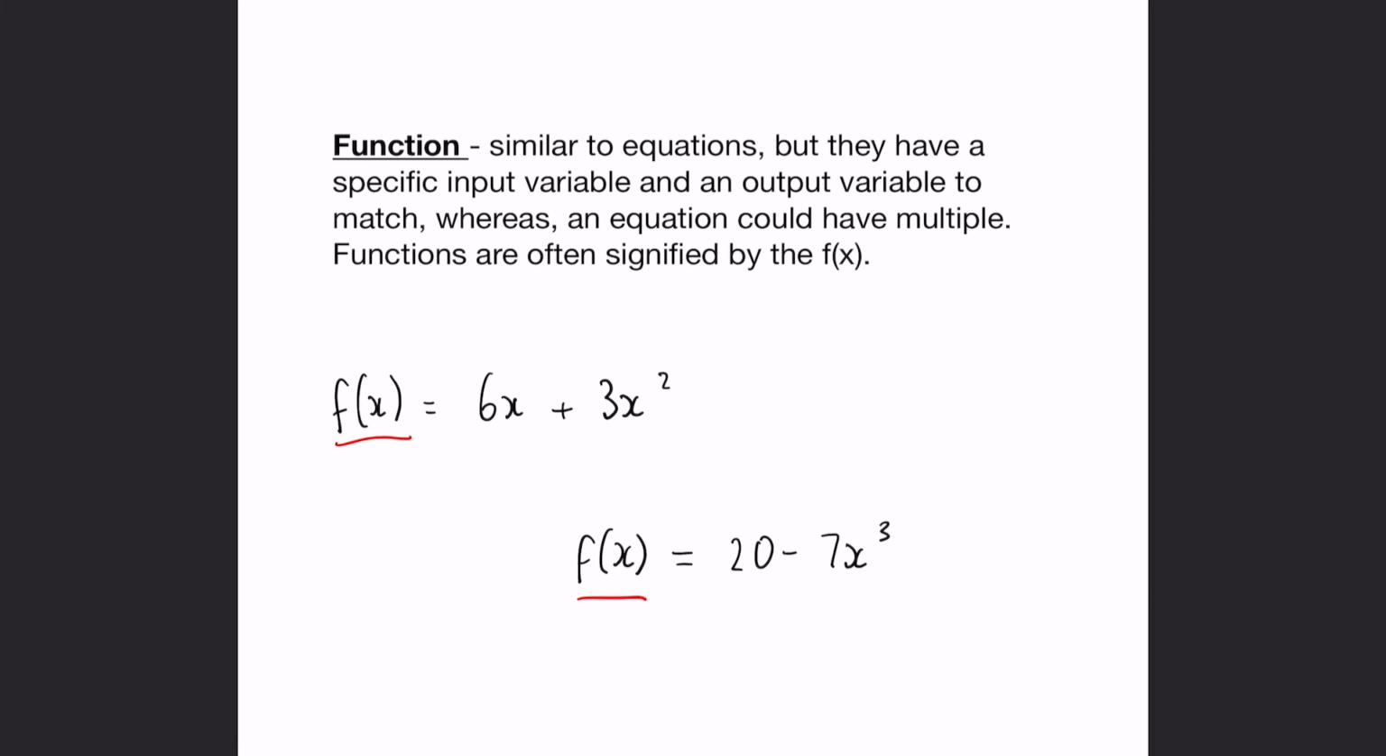So examples of this would be f(x) = 6x + 3x². Notice how we've only got x's as the input variables, and likewise we've got f(x) = 20 - 7x³. So you could have something like f(y) = 3y + 5y². You could have other variables other than x, but it will always be signified in this bracket by the f here.